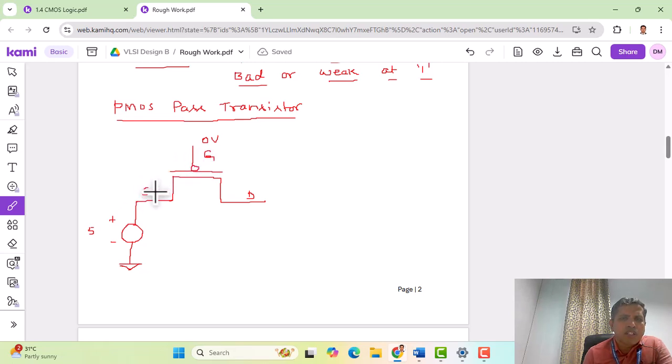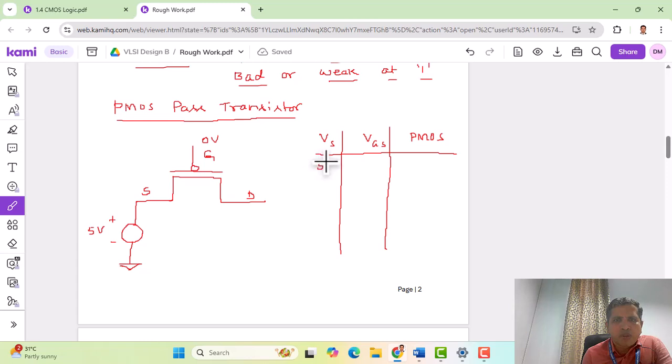So VGS, let us see now when 5 volts is applied at the source. Let us make a table here. We have Vs, and the next column is VGS, and whether the PMOS is on or off, let us write it here. Let us start with 5 volts, followed by 4 volts at source, 3 volts, 2 volts, 1 volt, and lastly 0 volts.